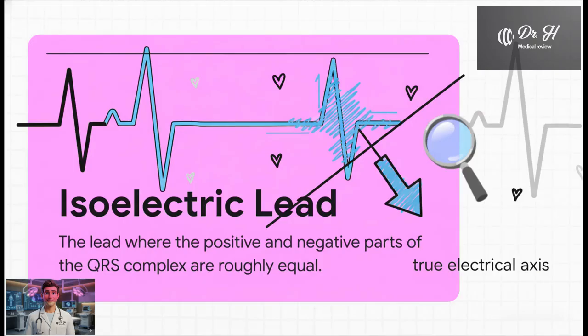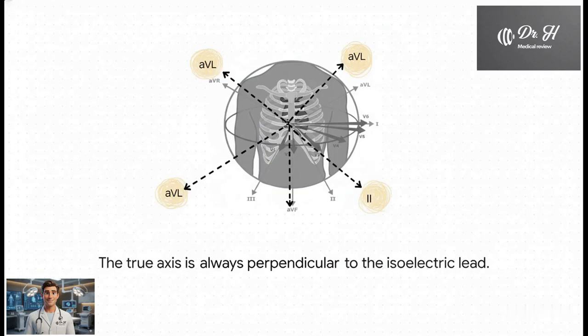So what in the world is an isoelectric lead? It's the one lead on the ECG where the upward and downward parts of the QRS complex are about the same size. It looks like the wave is kind of canceling itself out. This lead is our key, because the heart's true electrical axis is traveling at a perfect 90-degree angle to it. This visual shows you the core principle perfectly. The true axis is always perpendicular to the isoelectric lead.